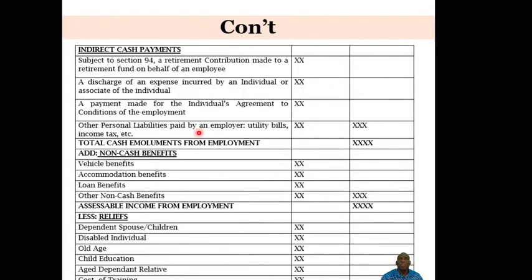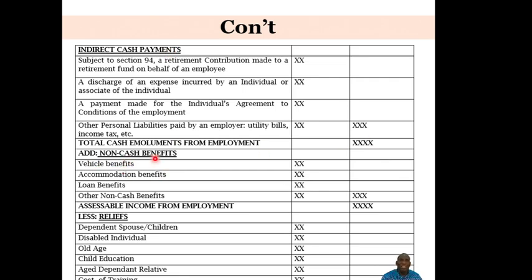Then some of the payments are indirect, for example, a discharge of an expense incurred by the individual. For example, the company is paying your private utility bill for your own house. Your private bill is what the company is paying for you. Since it's a payment in cash, please put it over there. You add all. Some people, they even pay your tax for you. The amount of tax that they are paying for you, add over there. They are all cash payments. Then you add all the cash benefits to the salary to get the total cash emolument.